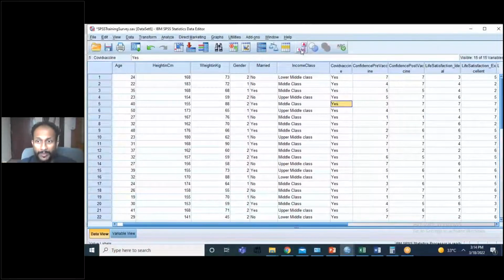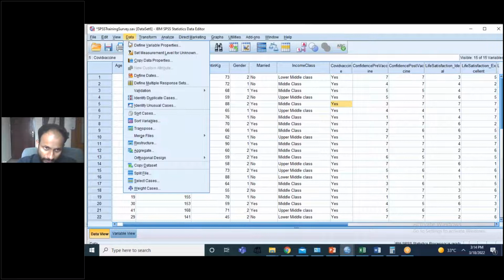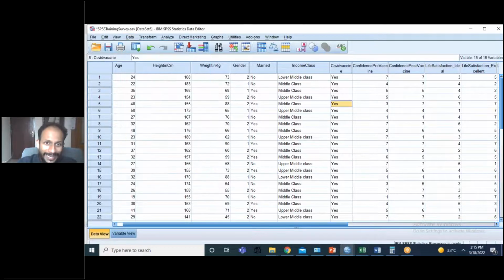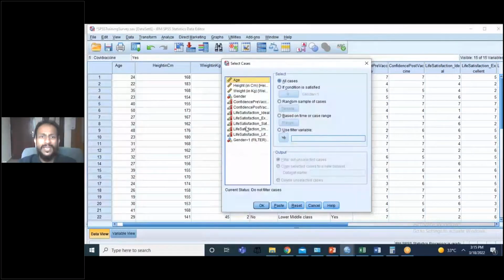For that purpose, I need to filter only males. That means I need to exclude the females so that I can analyze the height of only males. How do we do that? Go to data, then you have an option called select case, and then there is an option called if. Go to if.